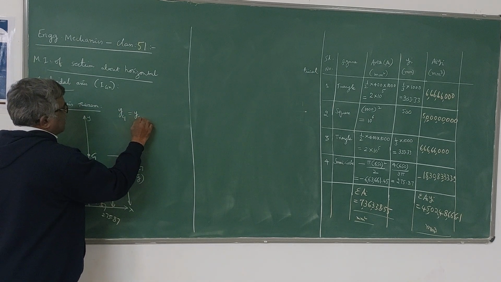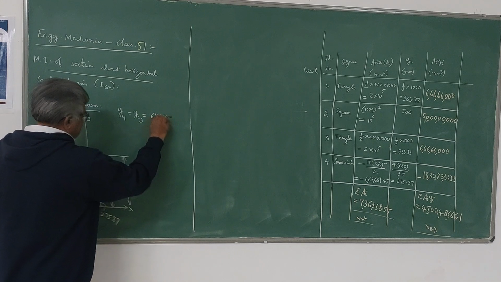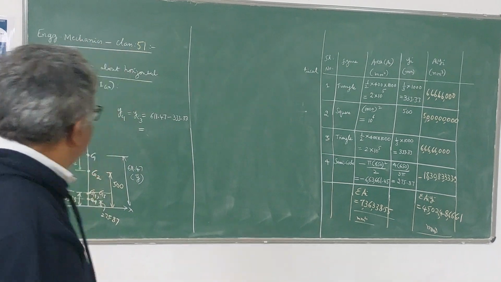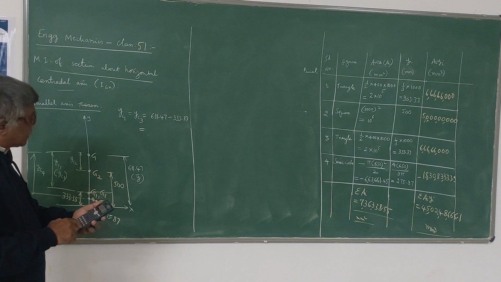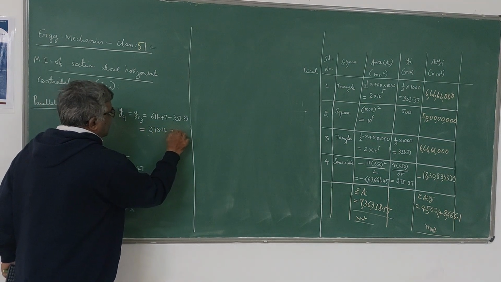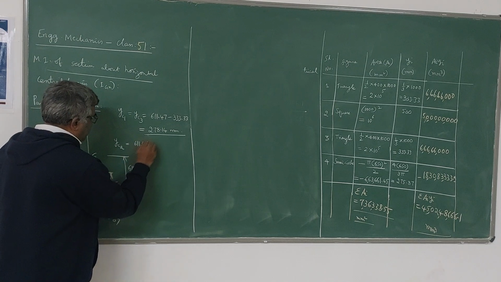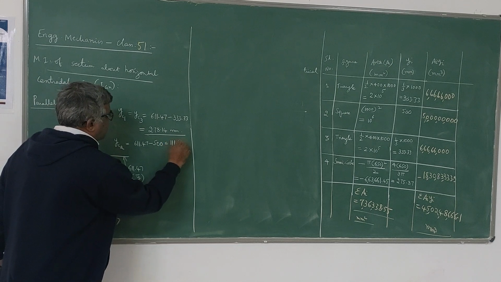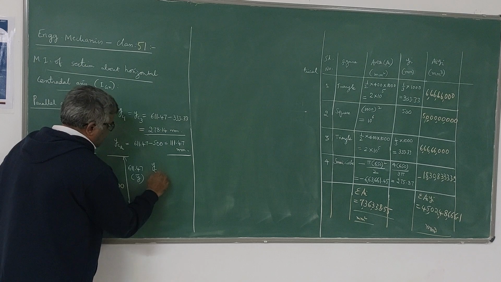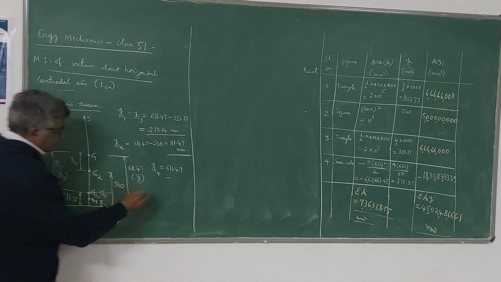Let me write one by one. YC1 and YC3 are the same. YC1 will be equal to 611.47 minus 333.33, which is 278.14 mm. Next, YC2, the vertical distance between G and G2, is 611.47 minus 500, that is 111.47 millimeter. Then YC3 is equal to YC1. YC4, the distance between G and G4, is 611.47 minus 275.87, which is 335.6.